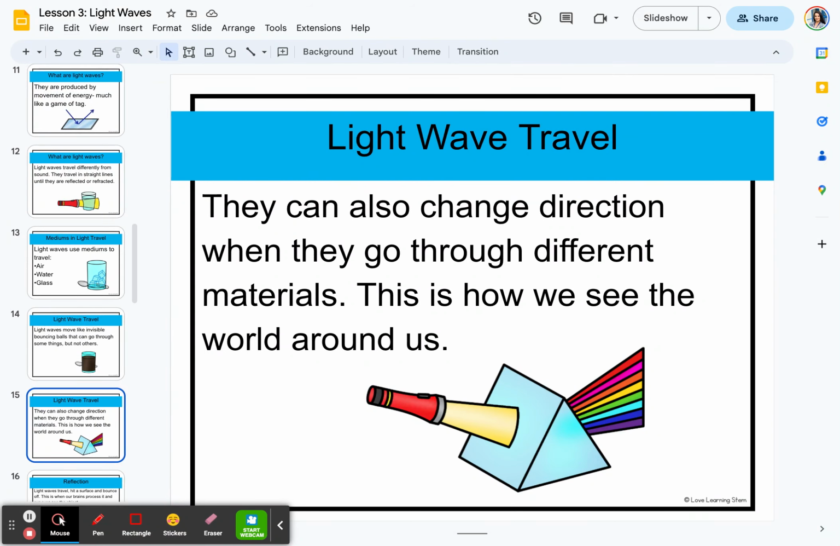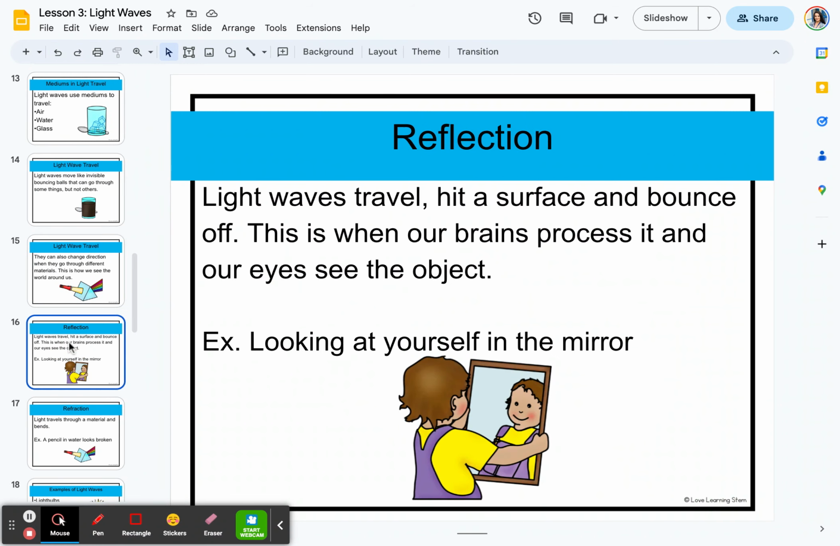Light waves also change direction when they go through different objects. And this is really important because this allows us to see the world around us. When we think about traveling light, we really think about two things. There's reflection, and this is when the light travels and hits a surface and bounces off. Our brains process it and allow our eyes to see the object. An example of this is a person looking at the mirror. Light hits the surface of the mirror and it bounces off.